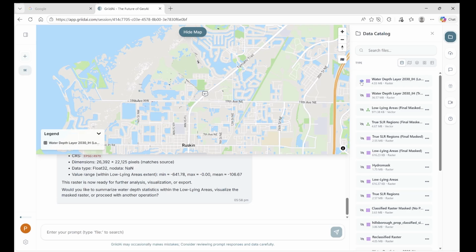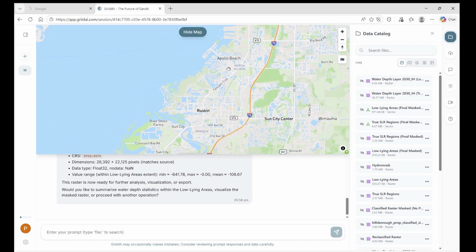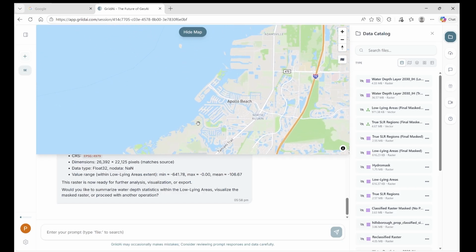So that's the beauty of the platform, where we have not written a single line of code till now, but we have been doing the most complex sea level rise analysis for this whole region. So that's the advantage of this platform.